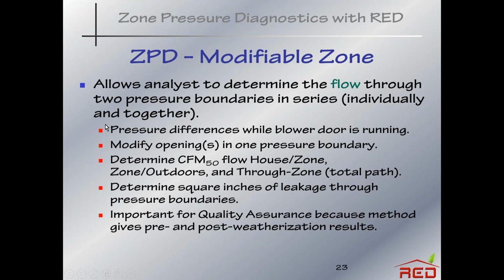So the basic test, just to go through this quickly, is we take the pressure differences of the initial zone while the blower door is running. We modify openings in one of the pressure boundaries. It's best to modify the tightest of the two pressure boundaries if that's possible. Then we get the answers. We get the CFM50 flow from the house to the zone, the zone to the outdoors, and the through zone. And then we can determine square inches in the house to the zone and the zone to the outdoors. So this can be a very important quality control test for people out in the field. If you want to know how well, for example, an attic was sealed, you can do zone pressure diagnostics.